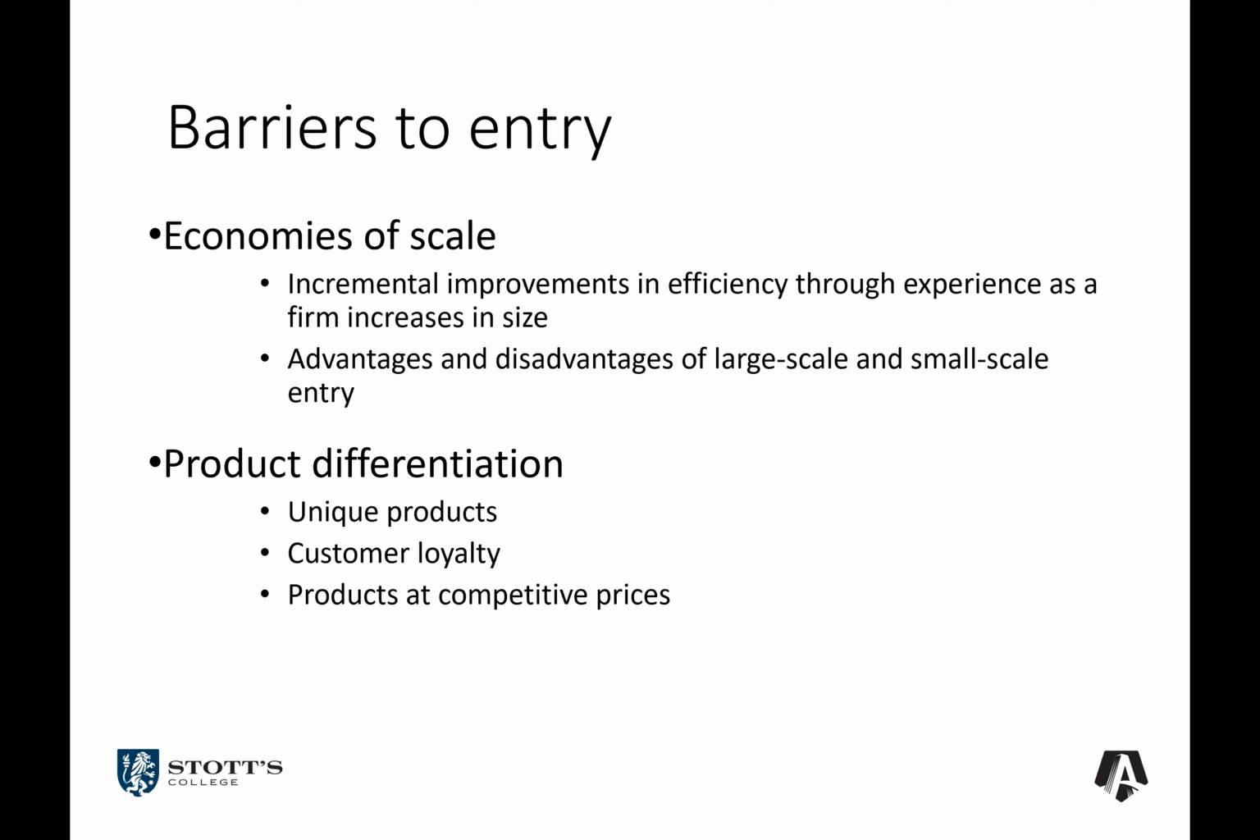I'm back. So airlines, economies of scale acting as a barrier. Product differentiation. Product differentiation creates customer loyalty. People are loyal to Coca-Cola or BMW or Mini or whatever. That customer loyalty acts as a barrier to entry.